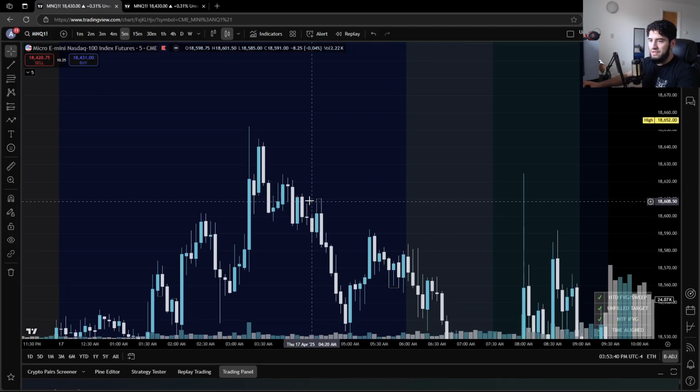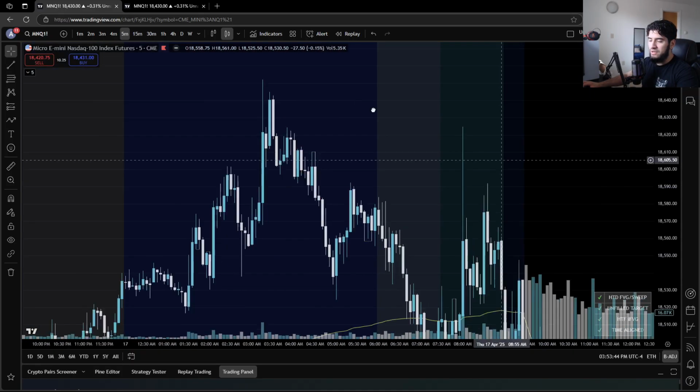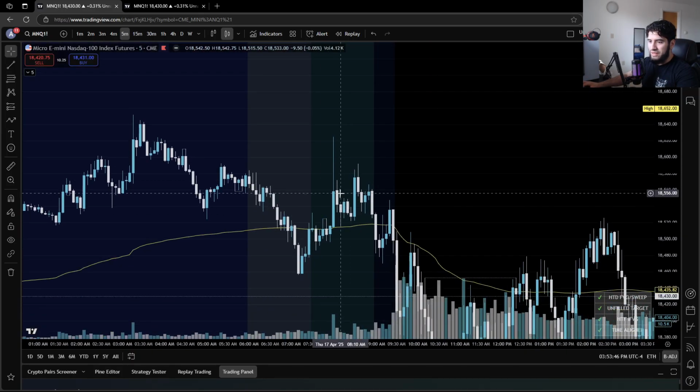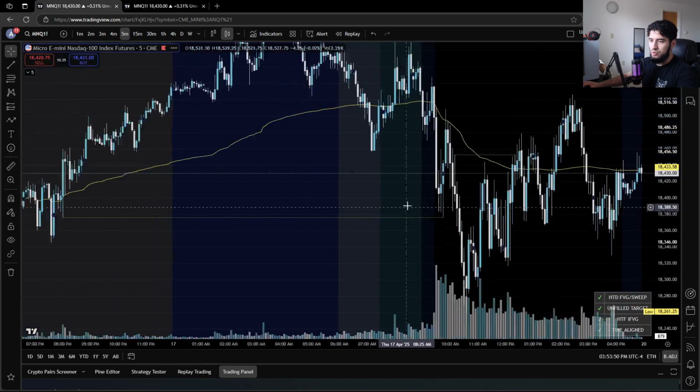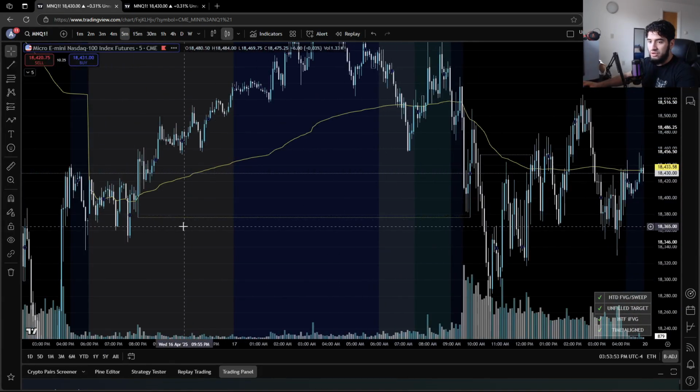So you see how this equal high got put up, exactly at the same price. And then look at this massive wick that ends up going all the way higher just to take out that equal high, and then for price to end up pushing lower. And we can see another equal low get put up.